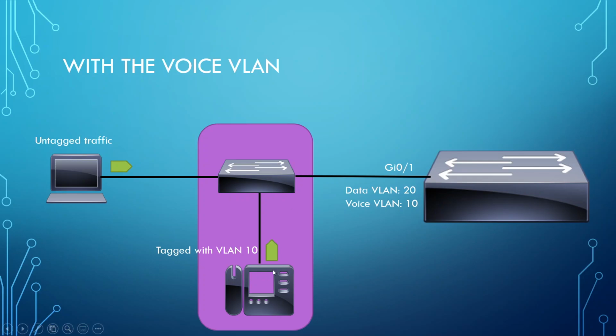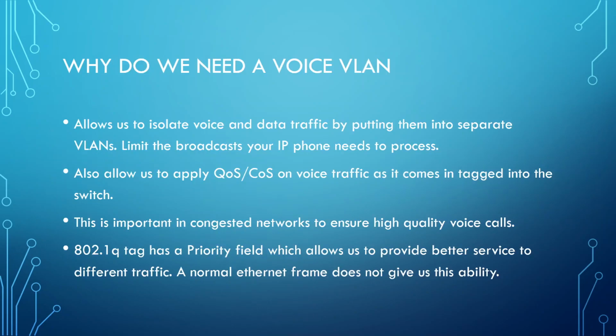Okay, and then by using a VLAN for the IP phone and using a VLAN for your computer, it also provides a security mechanism as it keeps the traffic separate. We cannot access or contact our IP phones directly. We'd have to go through a layer 3 device, and it also reduces the amount of broadcast traffic our IP phones receive because they're on their own separate VLAN on their own separate subnet. So, like I said before, it allows us to isolate voice and data traffic by putting them into separate VLANs, and limits the broadcast your IP phone needs to process.